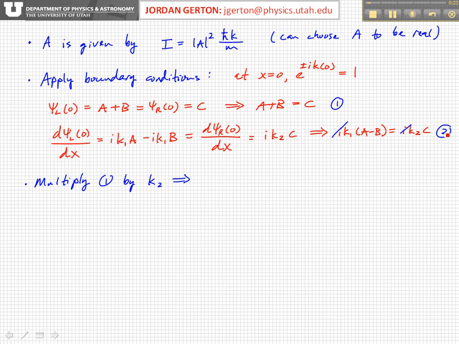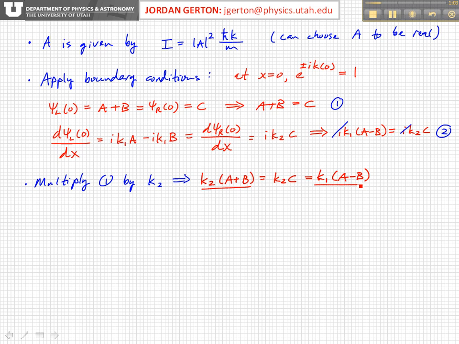Now if we multiply equation 1 by K2, then we get K2 times A plus B is equal to K2 times C. But then we notice that K2 C from equation 2 is equal to K1 times A minus B. So now we have K2 times A plus B is equal to K1 times A minus B.